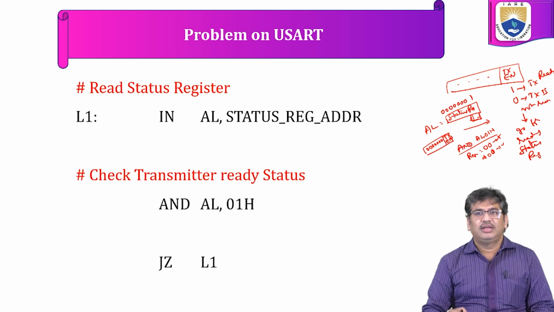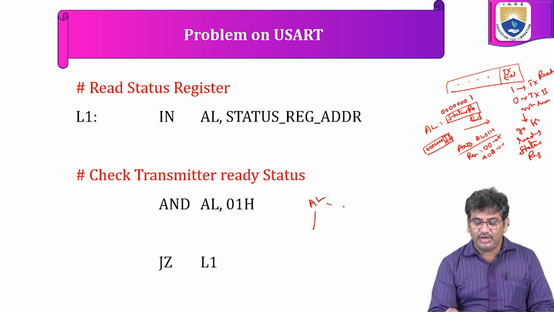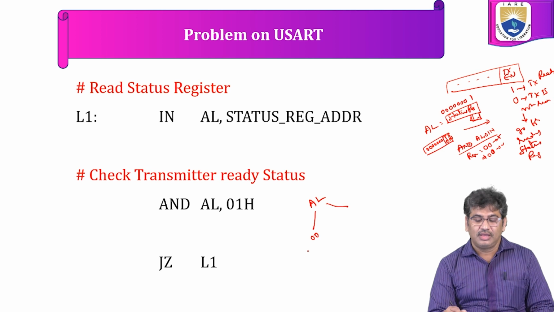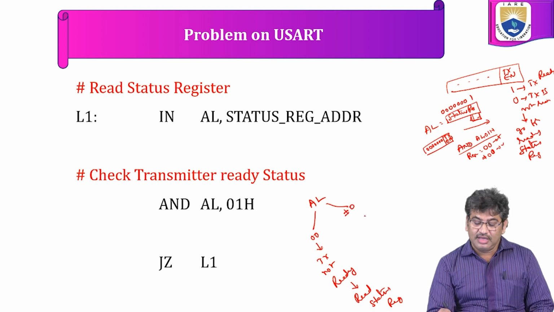So here we will check for JZ. If after ANDing AL contents with 01H, AL is equivalent to 00H, then it indicates the transmitter is not ready. So when the transmitter is not ready, then again go for reading the status register. Suppose it is non-zero, that indicates the transmitter is ready. So go for transmit data.